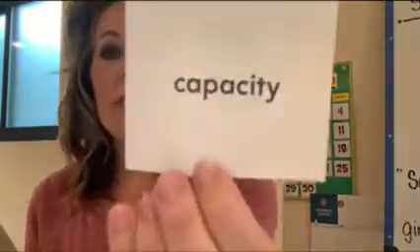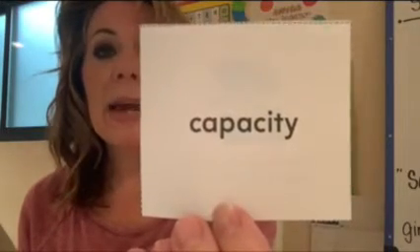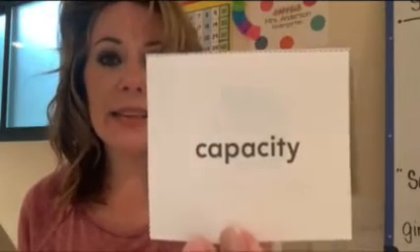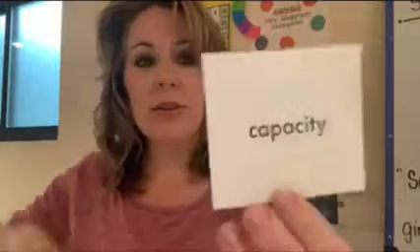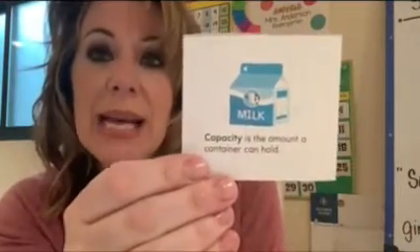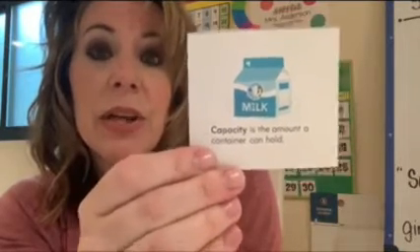And now let's find the word. There are 2 that begin with a k, k, k. And the next letter is a. So can you find this word? This is capacity. Say it with me. Capacity. Yeah. And now turn it around. And so capacity is the amount a container can hold.